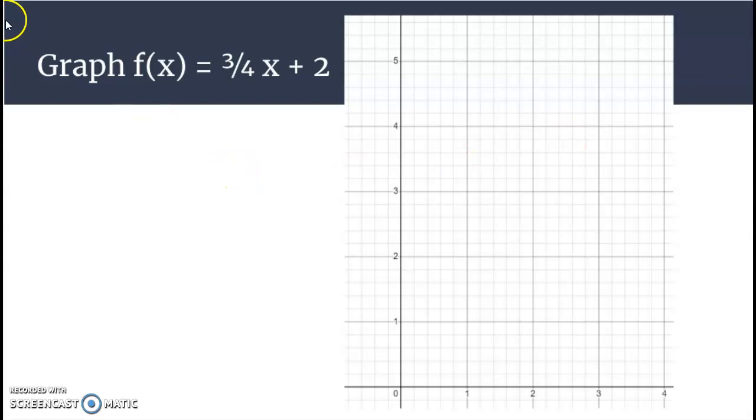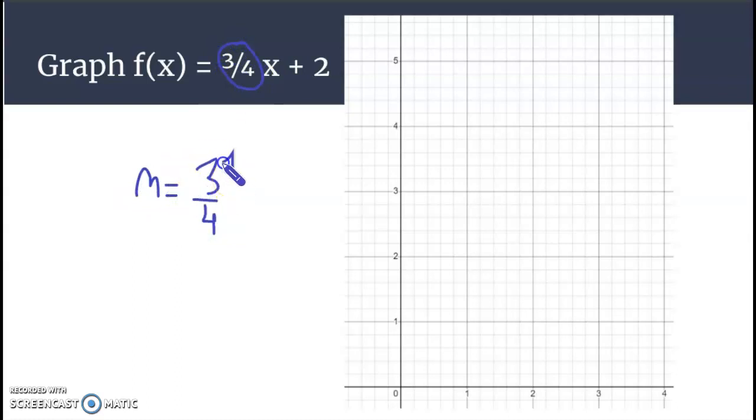Let's look at another one here. So 3/4 x plus 2. So here's our slope of positive 3/4 this time. We'll just point out the slope here. In this case, we'll be going up 3 and to the right 4 to find the next point.